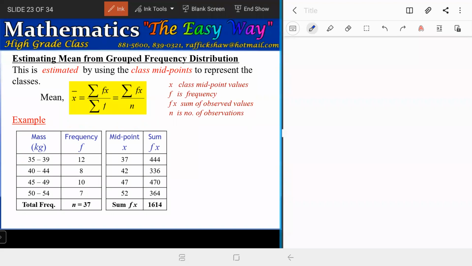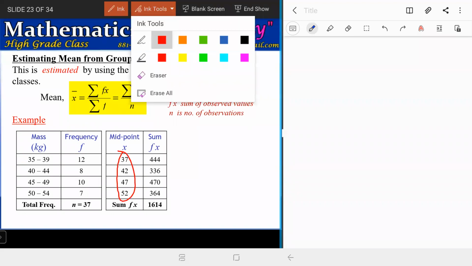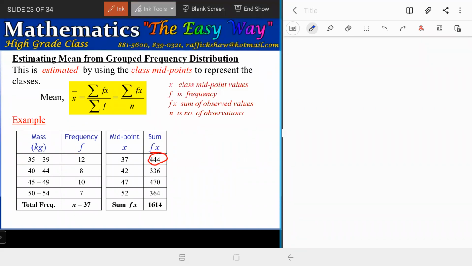All right, so these are the midpoint values. What are these values now? This value over here is the product of this and this. Why is that? Because for the purpose of estimating the mean, we are assuming that all 12 balls measure 37 grams or kilograms. So the total mass of those 12 balls is 12 times 37.